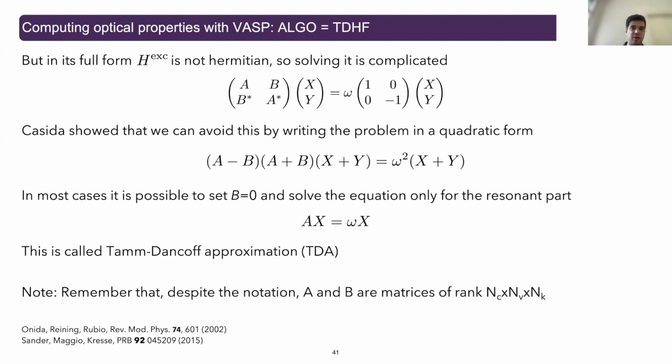I should remark, however, that in several cases, the coupling element can be set to 0 and you solve only the resonant part of the equation here. And this is called the Tamm-Dancoff approximation. And finally, I should again remind you that despite the simplified notation, the A and B matrices are matrices of rank number of conduction times number of valence times number of k points.